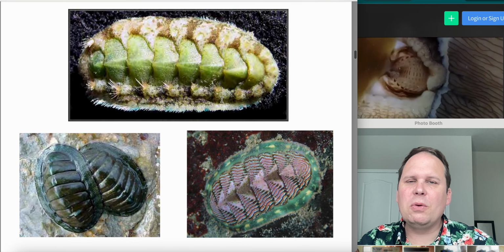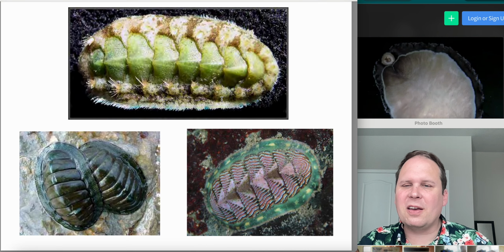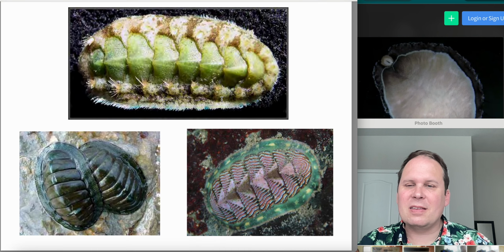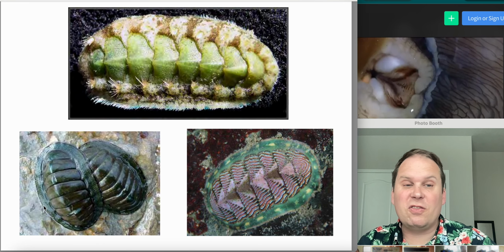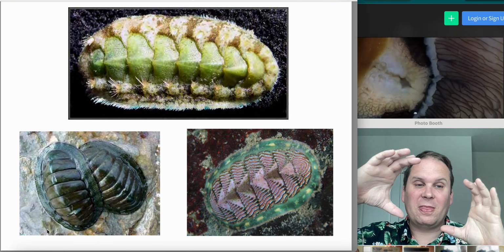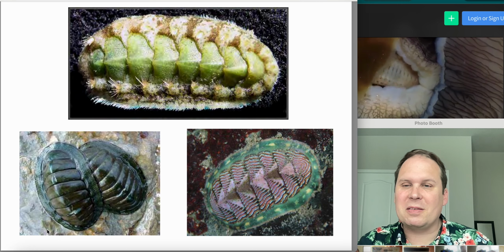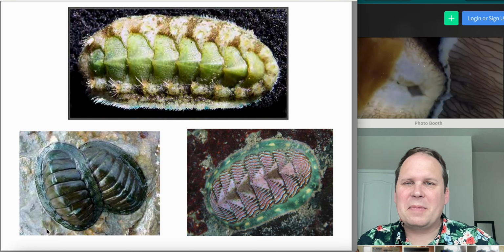And here are some beautiful chitons. Look at those. Count their little middle segments. This one over here is actually quite giant. These giant chitons get about that big. They're pretty awesome when you see them.